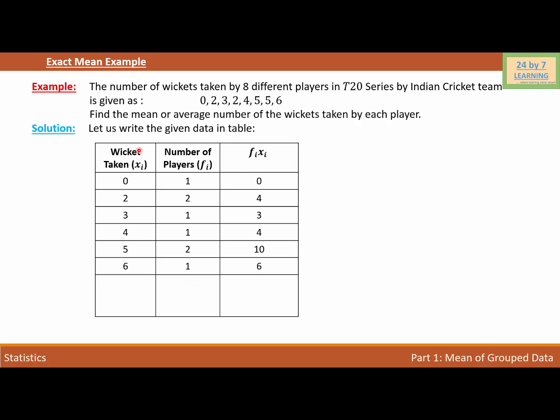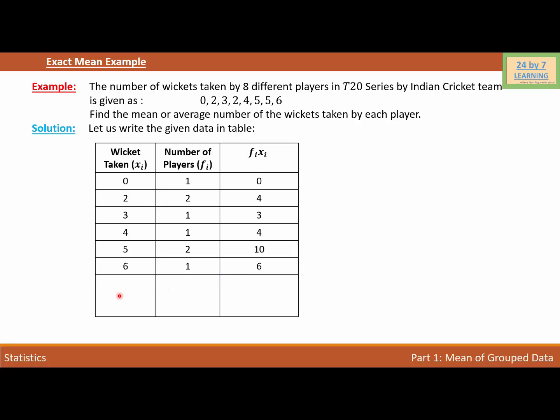My first column represents the number of wickets taken, which is Xi, also known as the observation, and my second column is the number of players, which is the frequency Fi. Now I'm going to multiply Xi with Fi. My third column is the multiplication of these two columns. So 0 times 1 is 0, 2 times 2 is 4, 3 times 1 is 3, 4 times 1 is 4, 5 times 2 is 10, and 6 times 1 is 6.